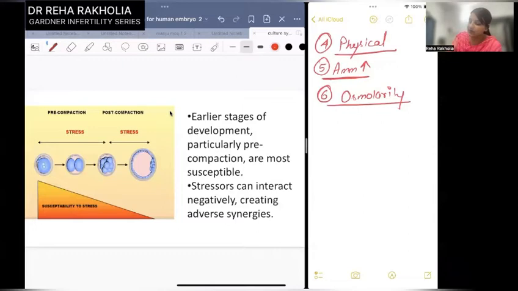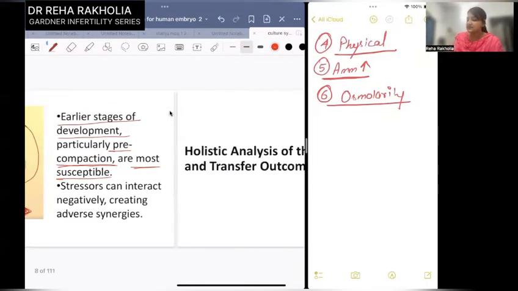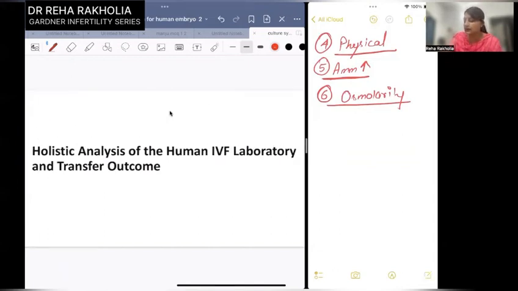First, we already know that the earlier stages of development, particularly pre-compaction stages, are more susceptible to stressors. These are the most susceptible. As we go from the pre-compaction stage to the compaction stage, susceptibility to stress will reduce. Stress will not decrease, but the embryo won't be that susceptible to stress. Stress can also interact negatively, creating adverse synergy. Now we'll talk about the holistic approach.